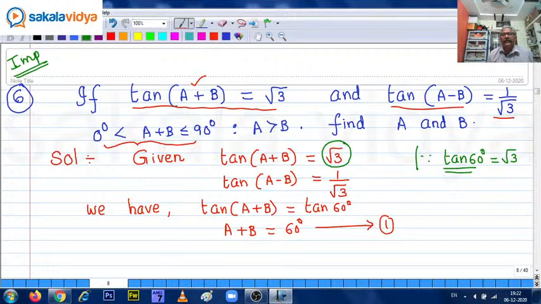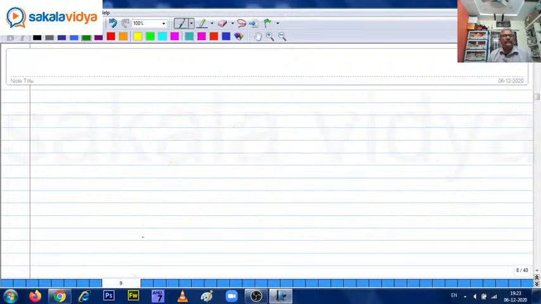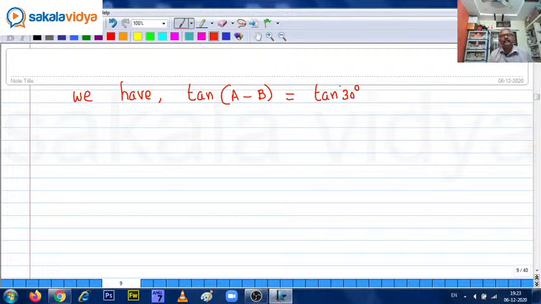And also here, tan 30 degrees is equal to 1 upon root 3. So tan of a minus b equals, instead of 1 by root 3, we can write tan 30 degrees. Comparing both sides, a minus b must be equal to 30. So a minus b equals 30 degrees, say equation 2. Very good.